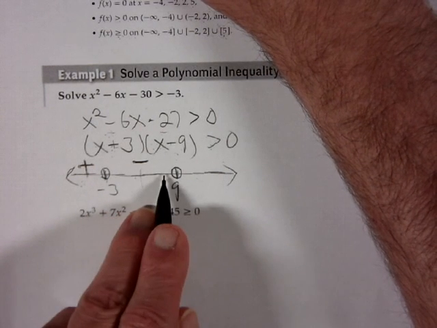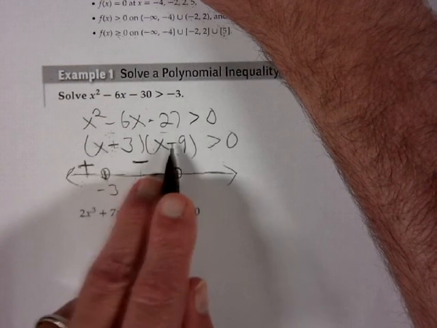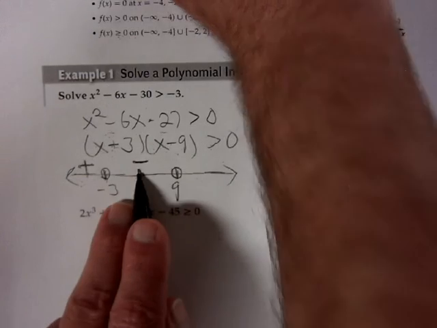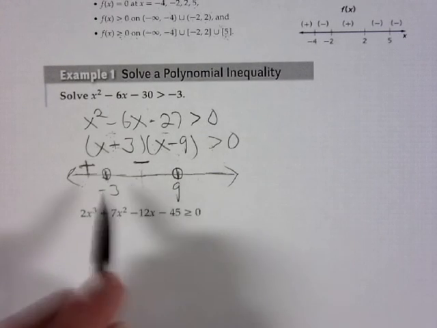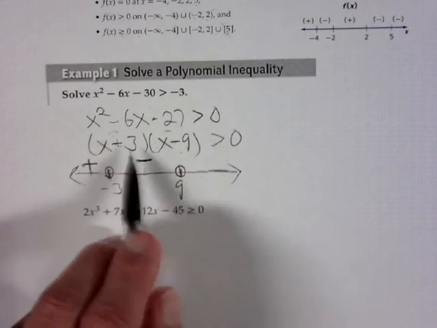So even if I came all the way up to 8, positive, 8 plus 3 is positive, 8 minus 9 is still negative. So anything in between here is going to be a positive times a negative, which yields a negative result in here. Negative number would be less than 0, not greater than 0.